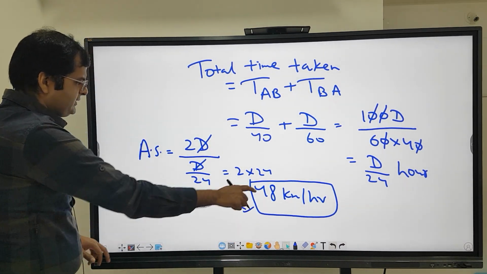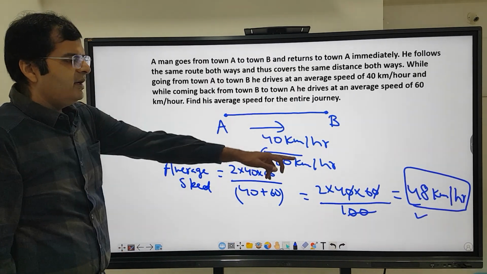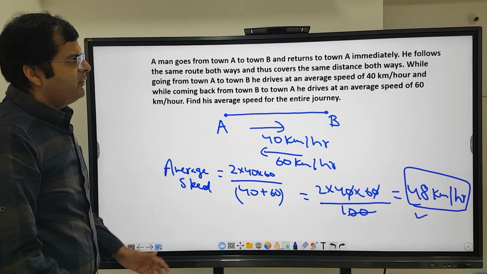If you see, this is the same answer 48 we found earlier as well. Okay, so this is how you solve this question.